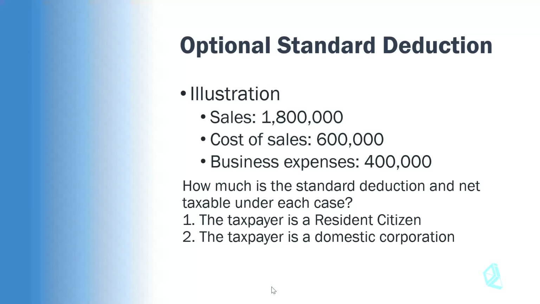So this illustrates the difference of how we compute for optional standard deduction between a resident citizen, or an individual, and a juridical entity, or a domestic corporation.